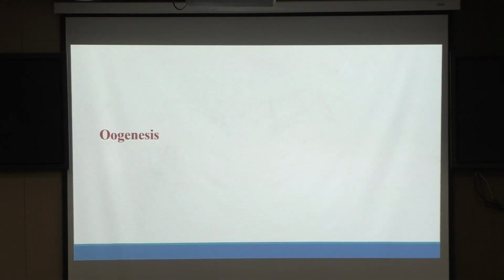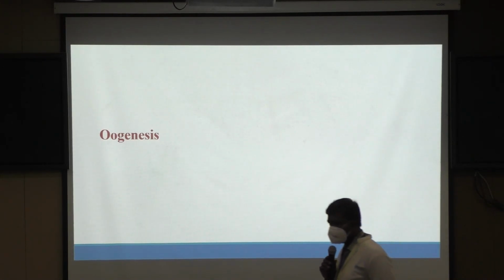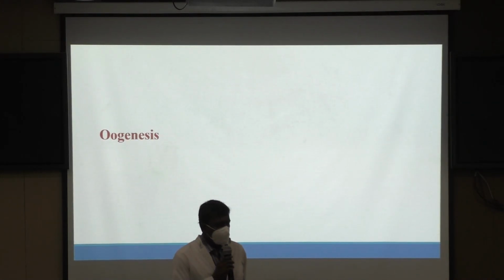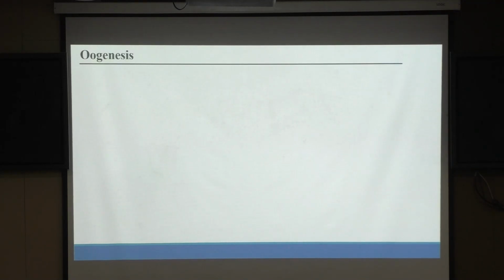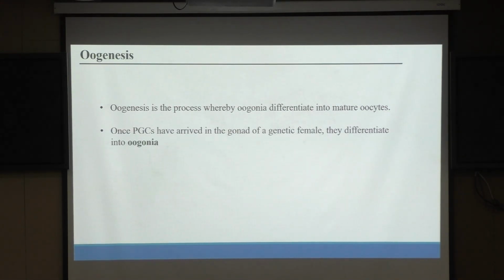Spermatogenesis, coming to the next one, that is the oogenesis part. Oogenesis is slightly more complicated than spermatogenesis. It is a process by which the oogonia get differentiated into mature ova. Okay, fine.